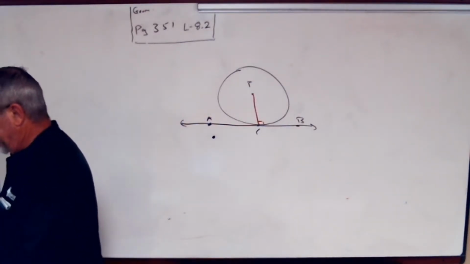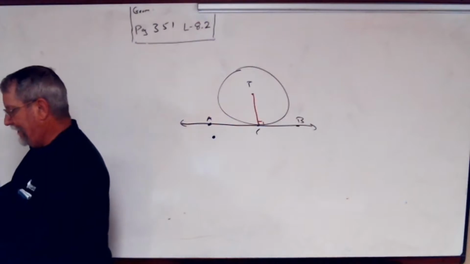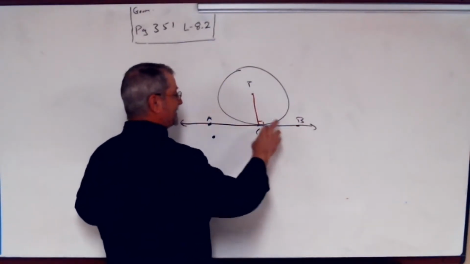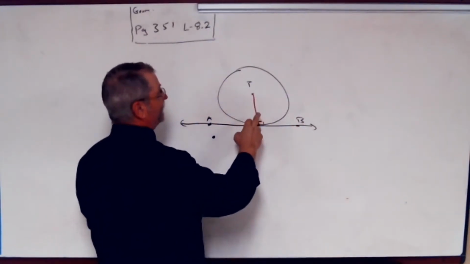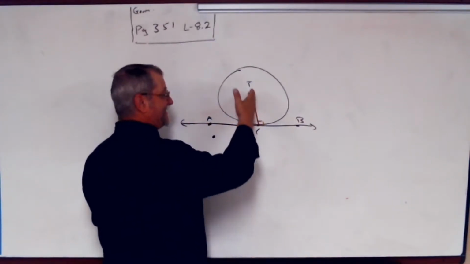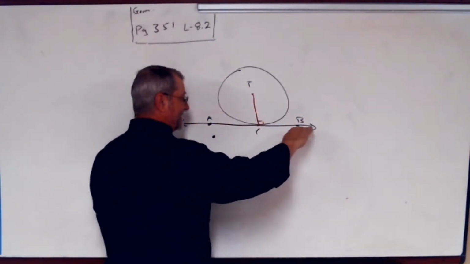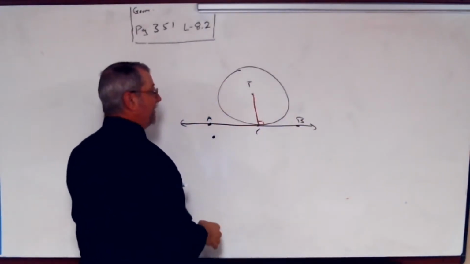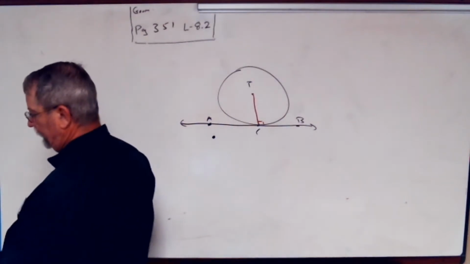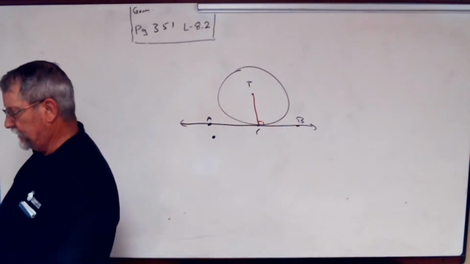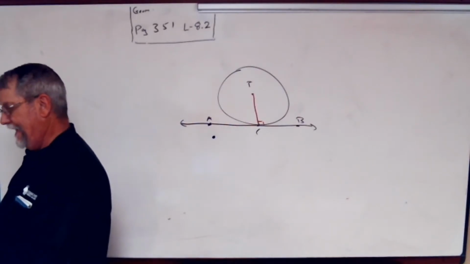So it says, if a line is tangent to a circle, then it is perpendicular to a radius drawn to the point of tangency. So I have AB is tangent to circle P at point C. If I draw a radius from P to C, that is a radius, and it is perpendicular to this. This makes a right angle. Okay, and again, we're going to have right triangles and stuff along with this. Okay, next page, 352. There's a lot of these theorems here.